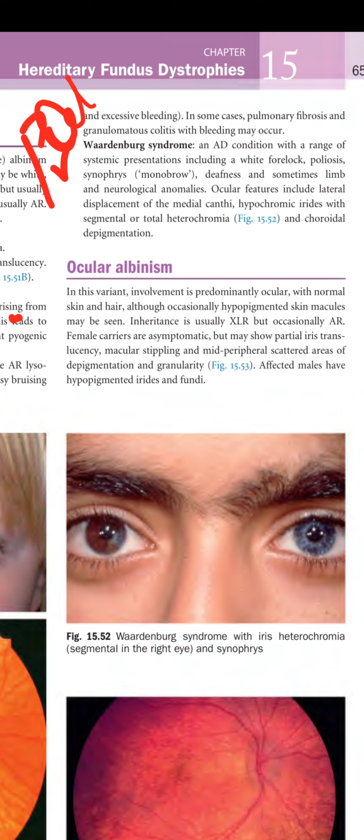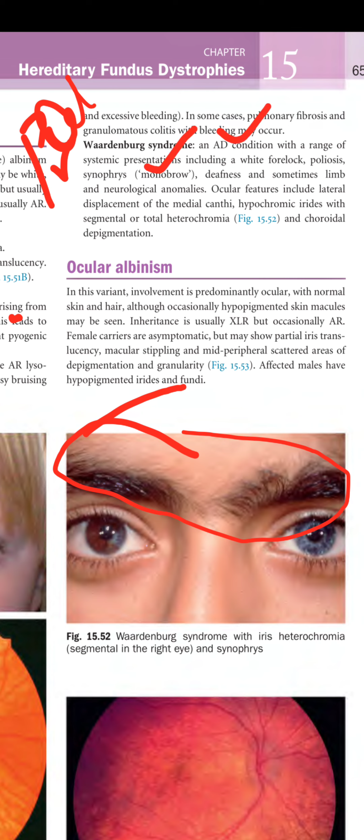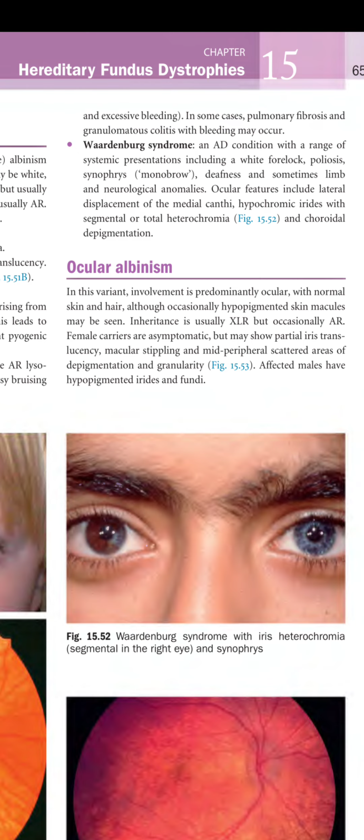Then there is Waardenburg syndrome, which is an autosomal dominant condition with a range of systemic presentations, including a white forelock, poliosis, synophrys, which is basically a monobrow. The brows are attached to each other, deafness, and sometimes limb and neurological anomalies. Ocular features include lateral displacement of medial canthi, hypochromic irides with segmental or total heterochromia. So heterochromia can be present, segmental heterochromia can also be present, and choroidal depigmentation.